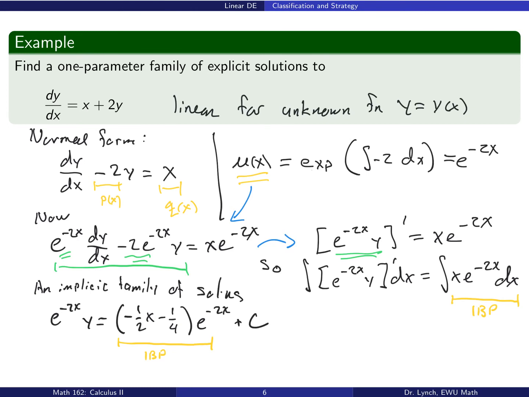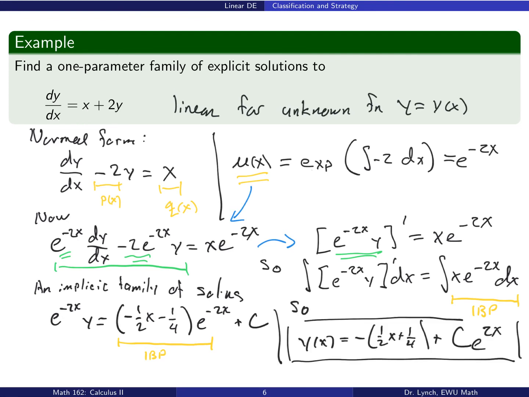Dividing by e to the minus 2x, or equivalently multiplying through by e to the 2x, we see the explicit solution. Again, here's our explicit family of solutions. y of x equals minus the quantity 1/2 x plus 1/4, all plus some arbitrary constant times e to the 2x.